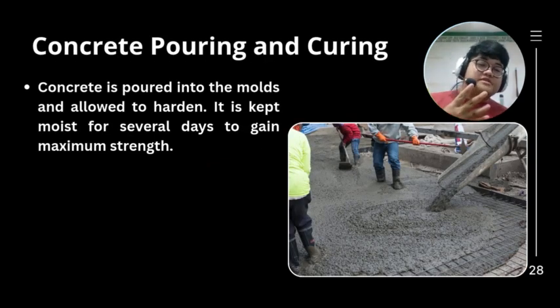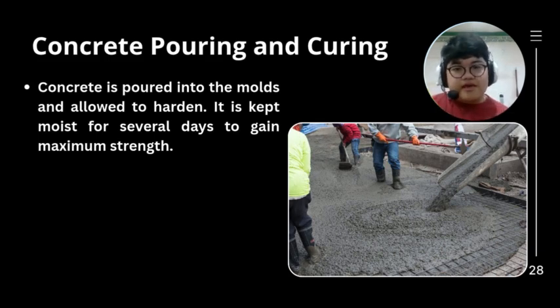For the fourth process, concrete pouring and curing, concrete is then poured into the molds and framework and is allowed to harden. And while it is hardening, it is kept moist for several days. Methods to keep it moist can be ponding or flooding, spraying or misting, and applying wet covers like say burlap or mats.